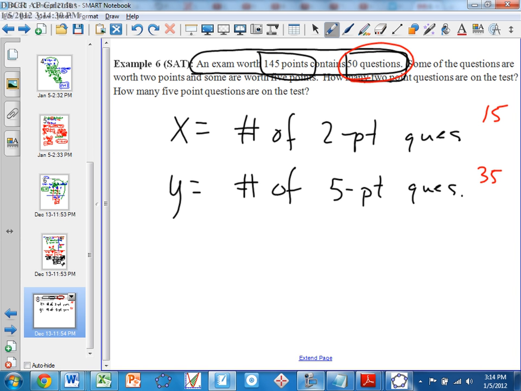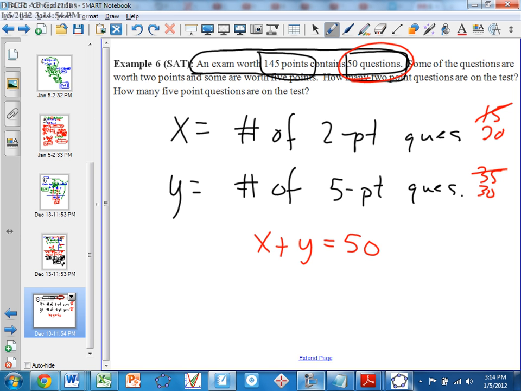If there were 20 of these, there would be 30 of these. 20 and 30, still 50 questions. So altogether, the number of 2-point questions and the number of 5-point questions is 50, isn't it? So X plus Y equals 50. There it is.